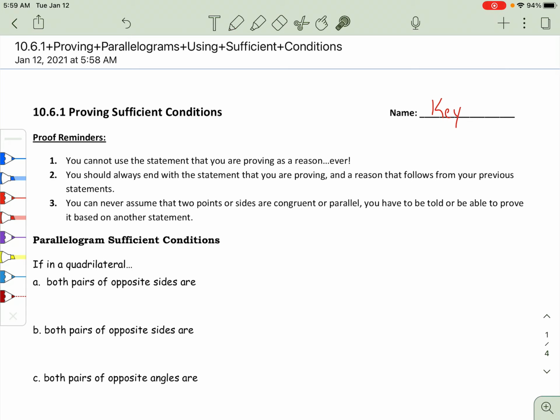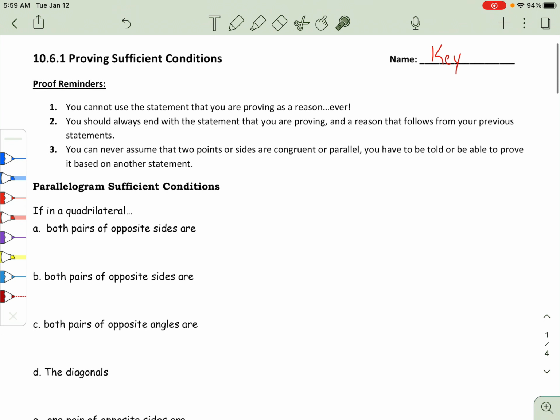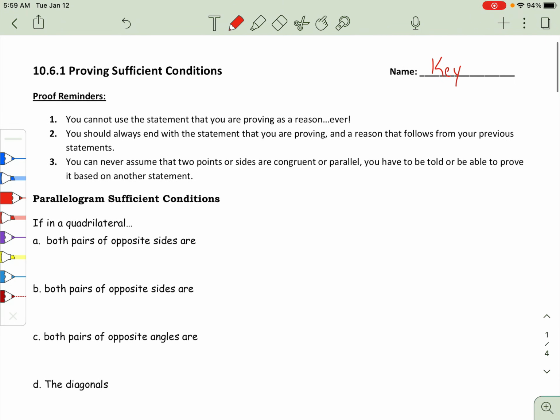We're going to move on today to proving parallelograms using sufficient conditions. Now, there are four such conditions that will help to prove that it is a parallelogram. And obviously, in a parallelogram, you're going to have to know the properties. So we're going to get into those here in just a moment.